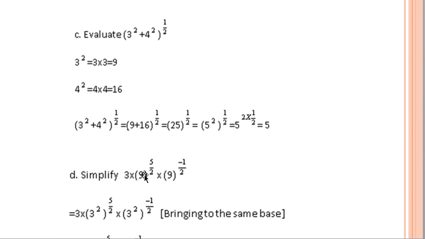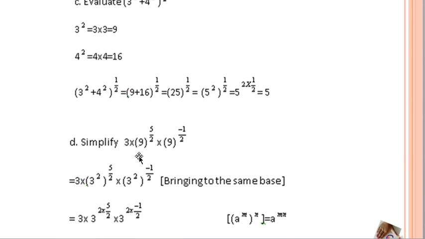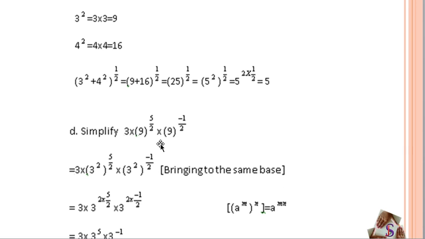Now, looking on to our next question. It's 3 into 9 to the power of 5 by 2 into 9 to the power of minus half. So to simplify, our first main aim should be to bring them to a common base. So I bring everything to the base of 3.